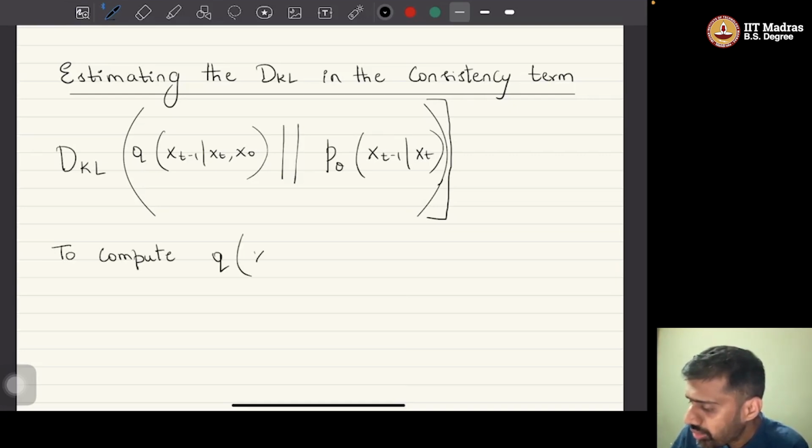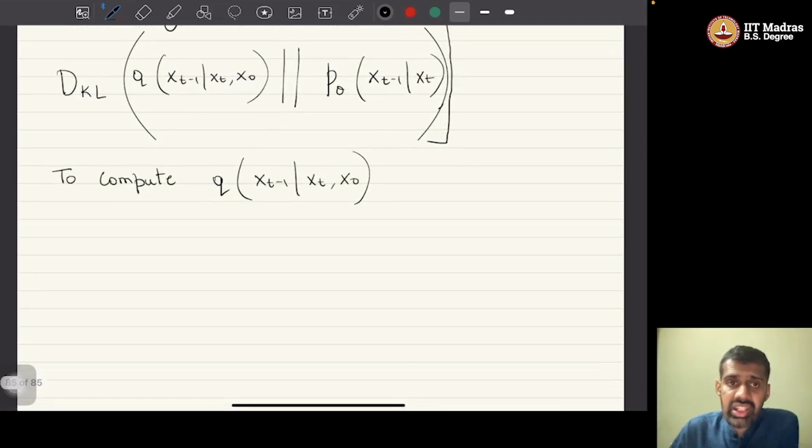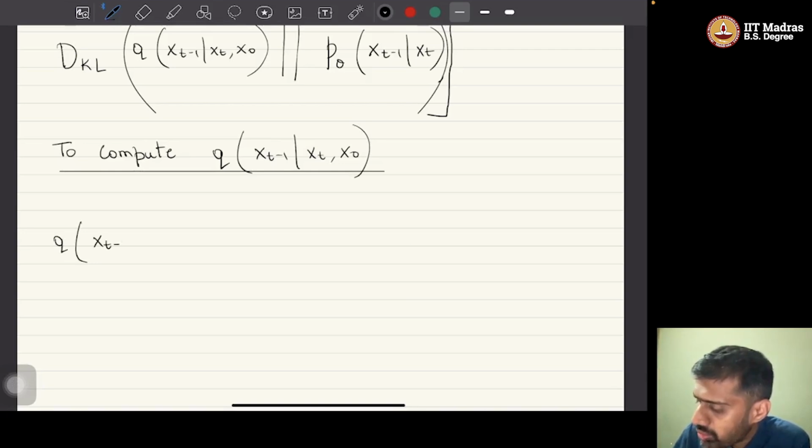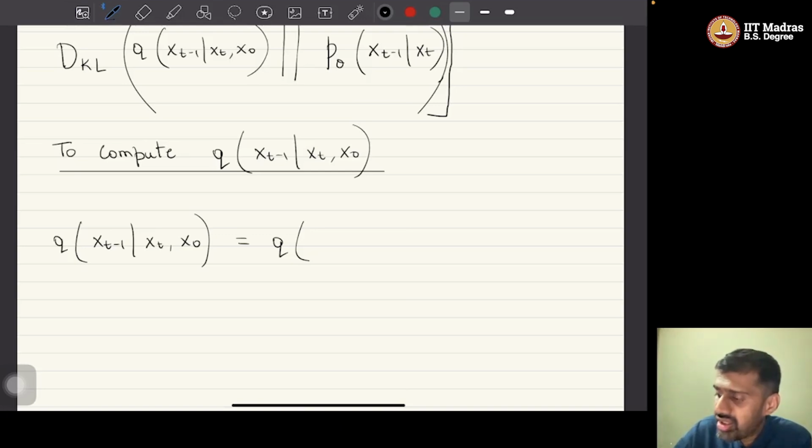To compute q of xt minus 1 given xt and x naught, we will have to compute this. Because KL divergence involves two distributions, we will have to compute both of them. Let us take the first one and then we will go to the second one. So what do we know about this distribution, q of xt minus 1 given xt and x naught? This is equal to, we will just use the Bayes law, because again, when we defined this so-called known reverse process, we use Bayes law to convert the forward to reverse.